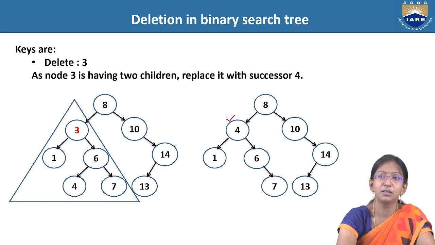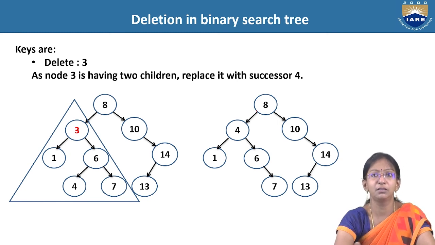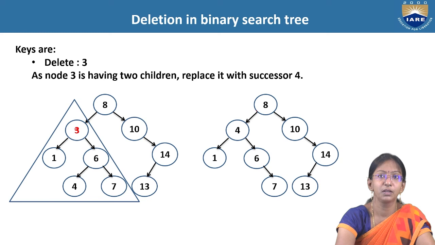4 is sitting at the previous position of 3, and the node 4, which was actually the left of 6, has been removed. Right? 4 is left of 6, right? So it has been removed. So this is one process. Or you can replace 3 with 1. If you replace 3 with 1, you're going to remove this node. Even in that case, the BST property is going to prevail. No problem at all. Okay.